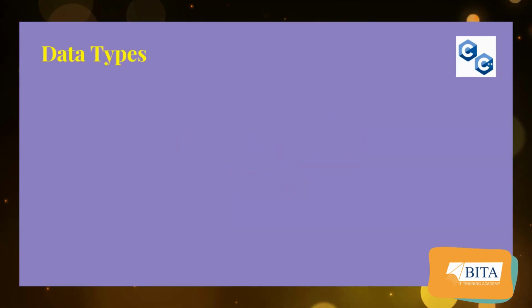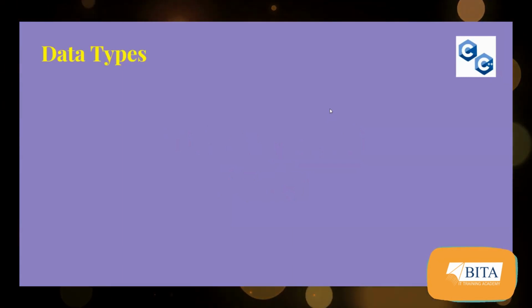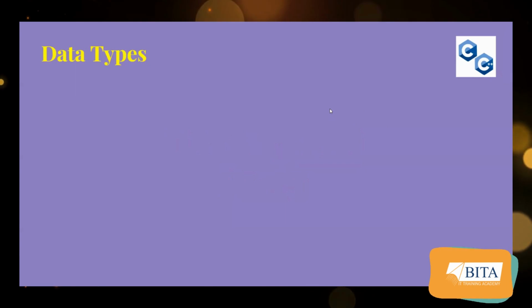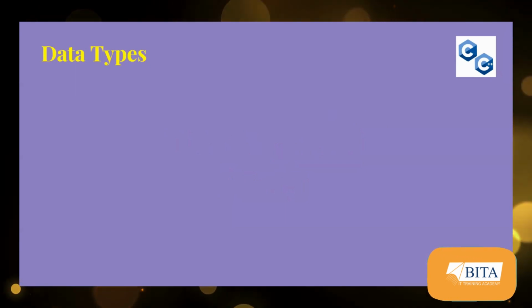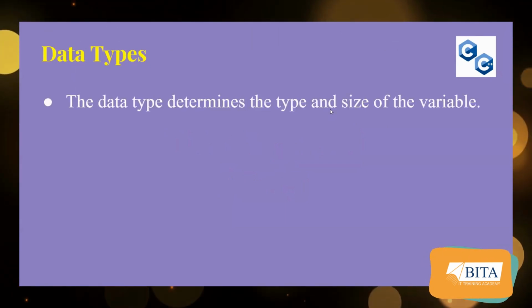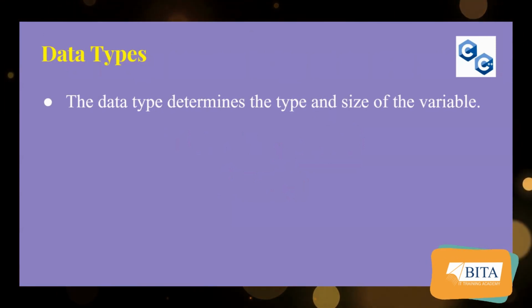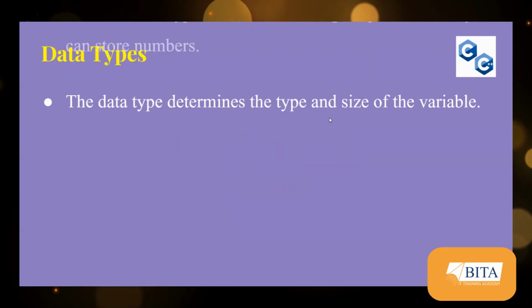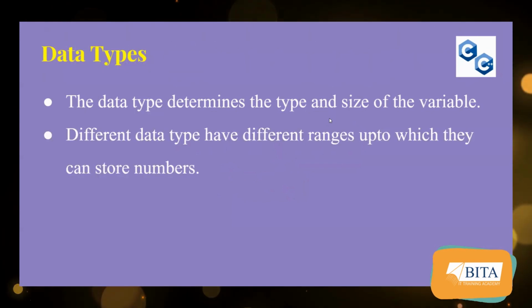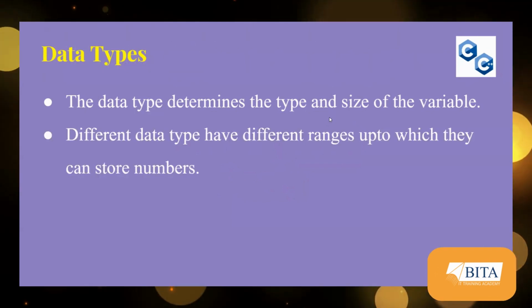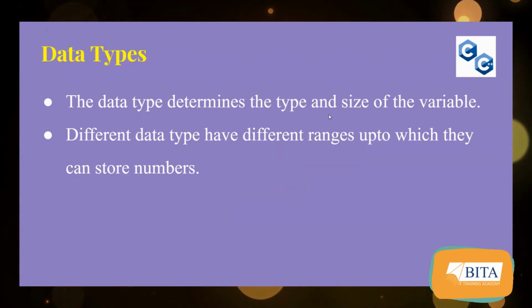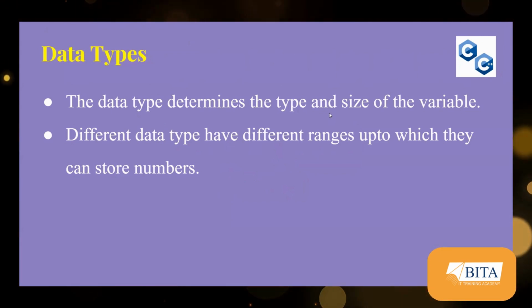Each C variable is associated with a data type, and the data type is used to declare a variable. The data type specifies the type of data that a variable can store, either a whole number or a real number. Each data type requires a different amount of memory, so different data types can have different ranges up to which they can store.